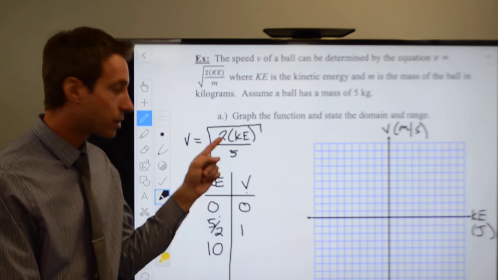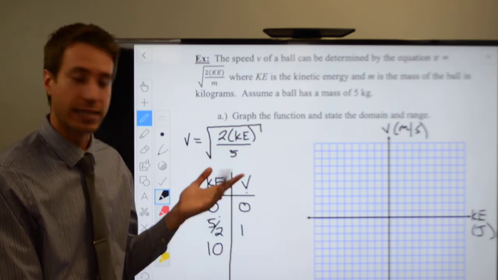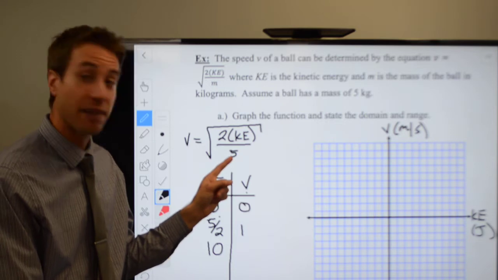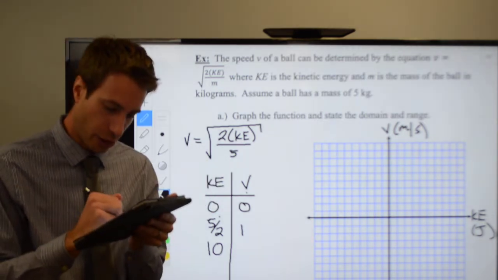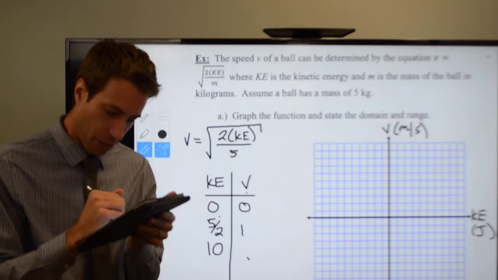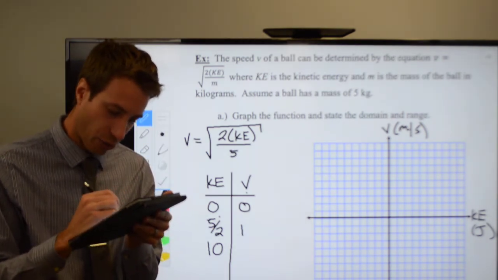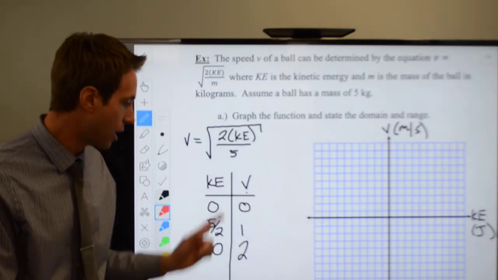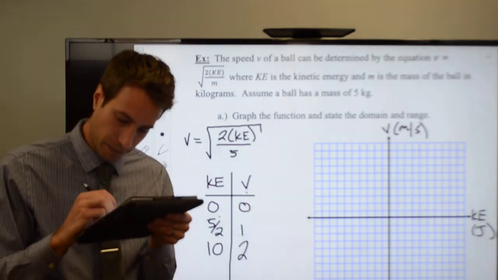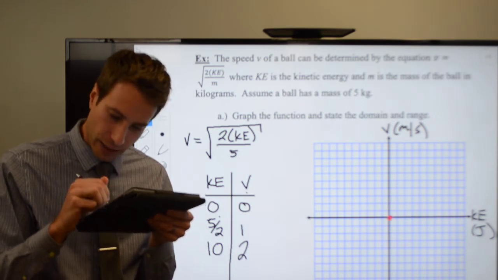10 multiplied by 2 is 20. 20 divided by 5 is 4, and the square root of 4 is 2. All right, I think that's about all the points I'm going to be able to fit. I know it's only 3 of them, but those are the 3 points that are going to fit on my graph. So let's plot them. 0, 0. 10, 2, that's really easy.